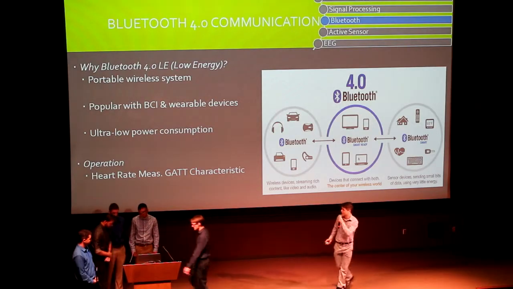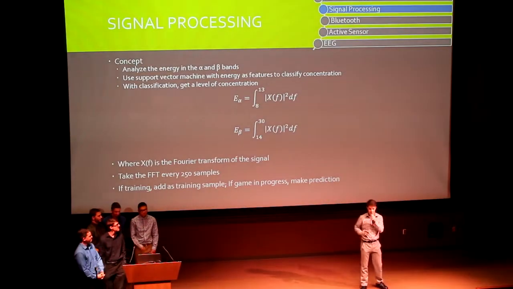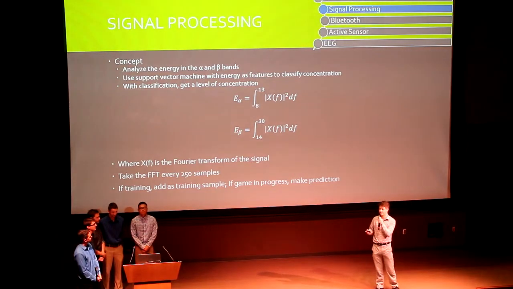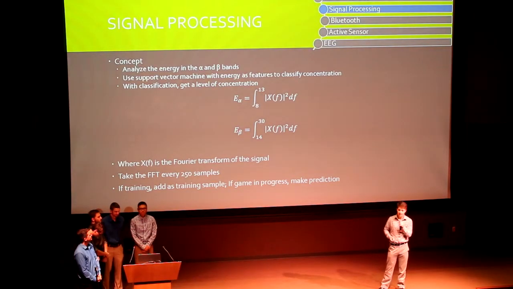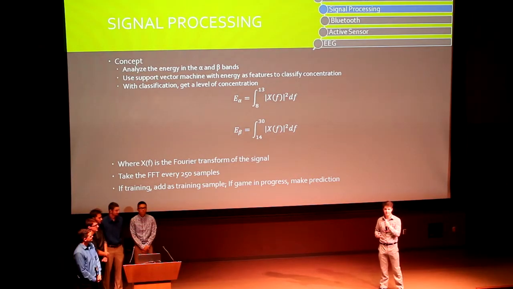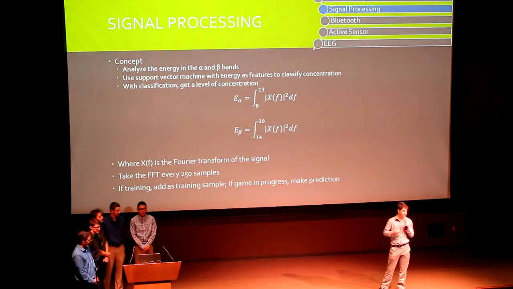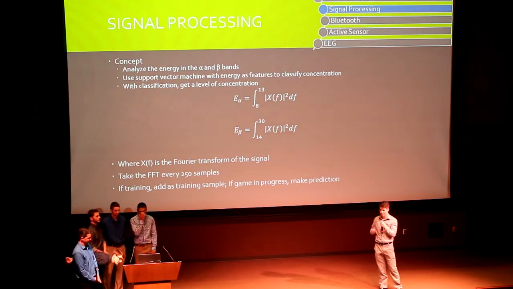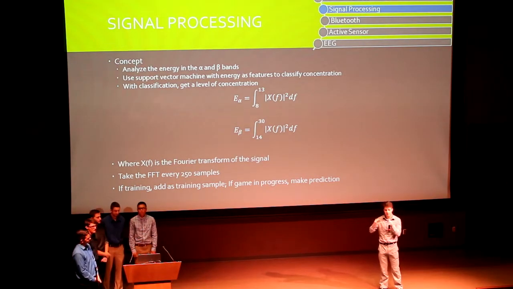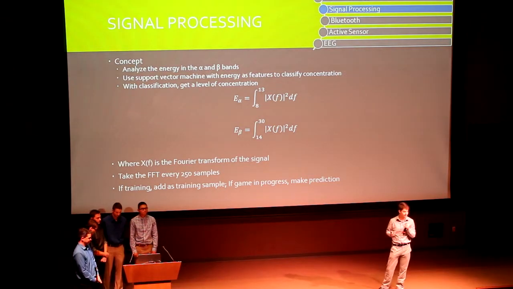Okay, so in terms of the signal processing, there are really three main things that we're interested in. The first is the energy of the signal at certain frequency bands. The next is using those energies in some basic machine learning to classify and predict whether the user is concentrating or relaxing. And the last thing is, based on that prediction, to come up with a level of concentration which we can use to drive a game.